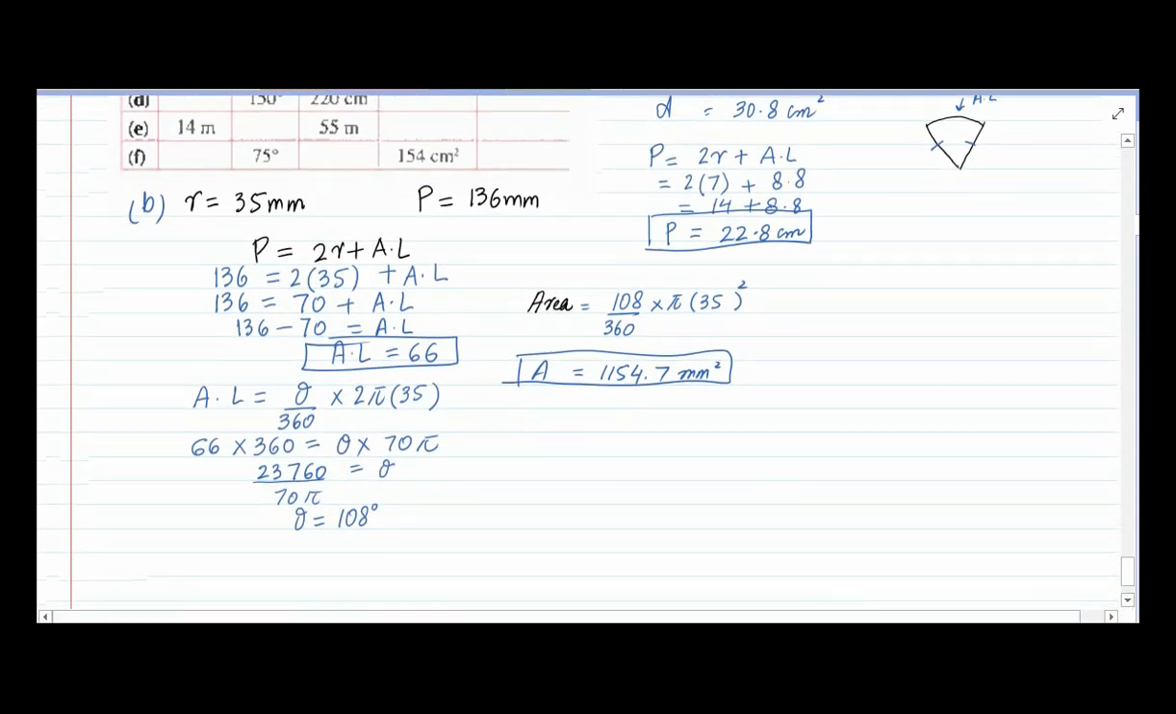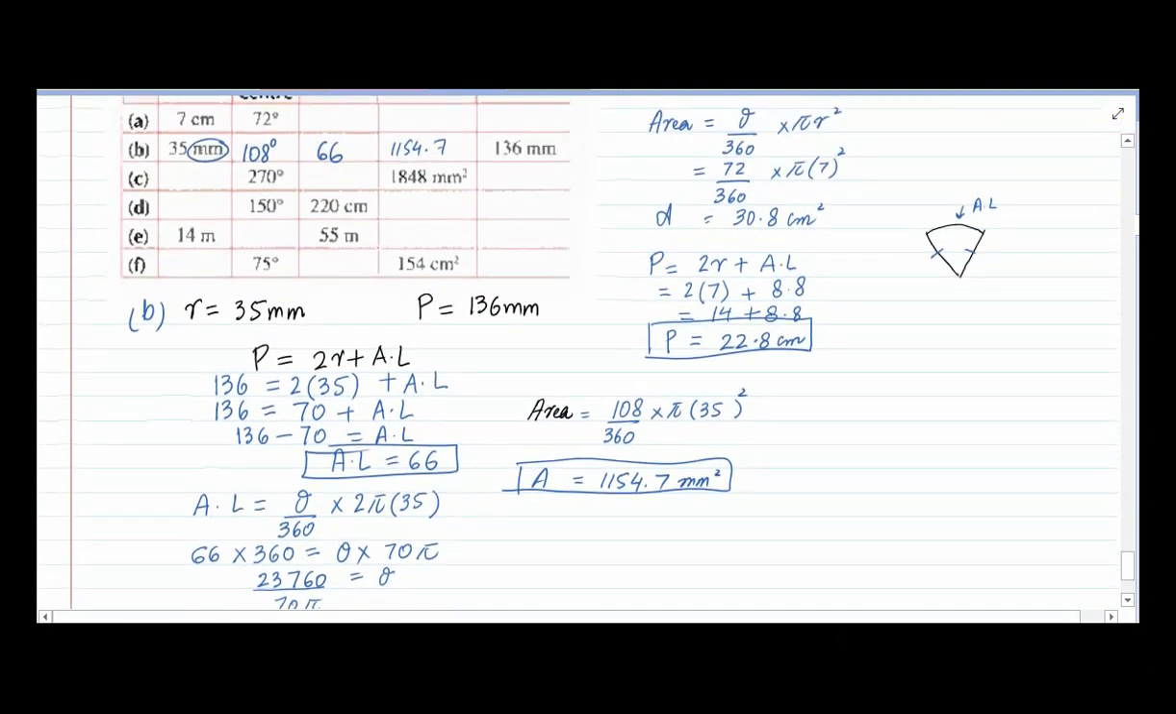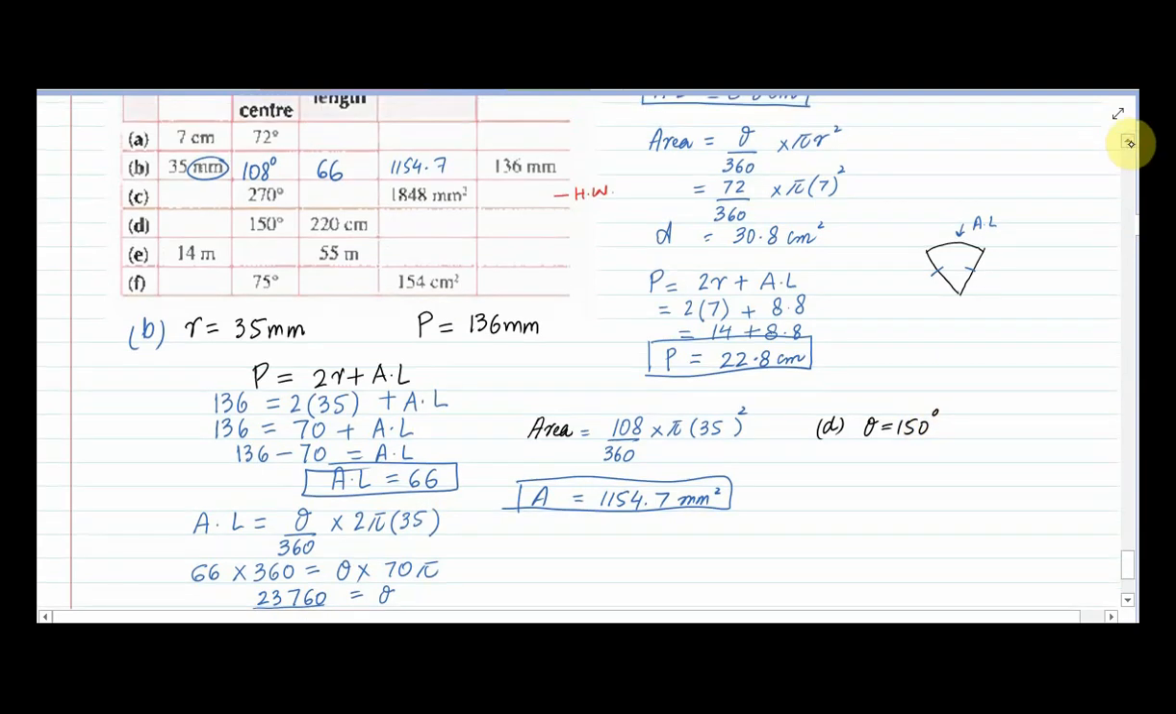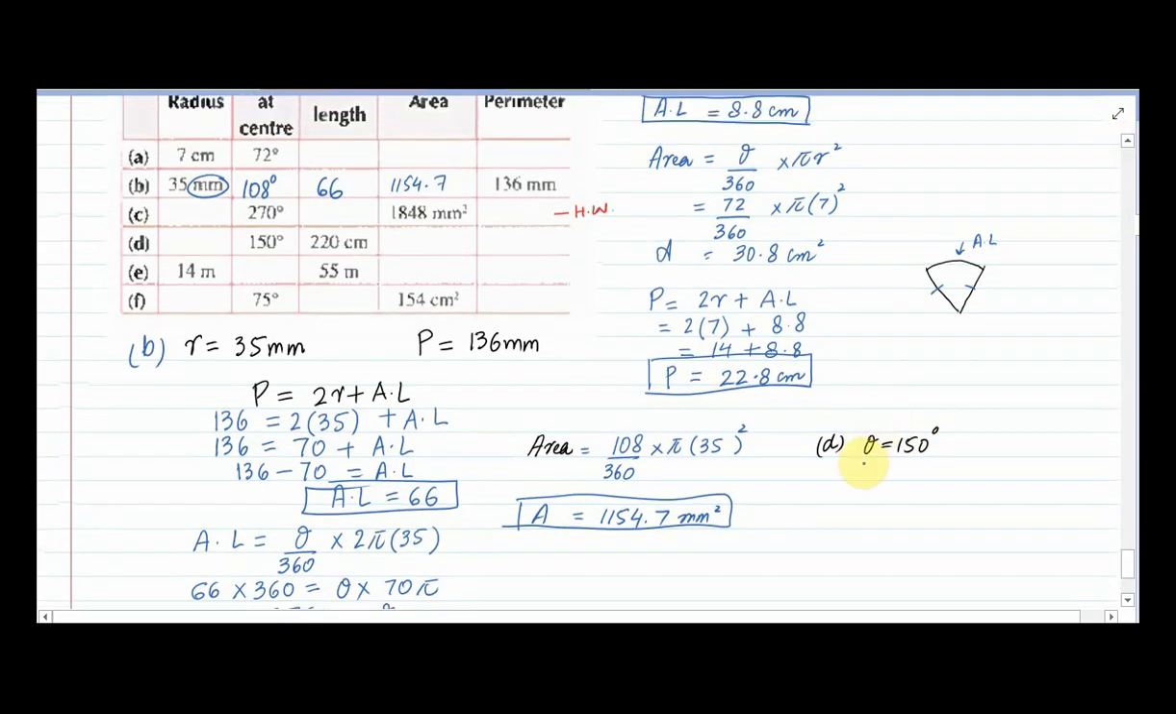Now moving on to the next part. Now let's say that part C you need to do by yourself. So part C is your homework, right? I am going to start with part D. Now in part D we know that the angle is 150 and the arc length is 220, right?